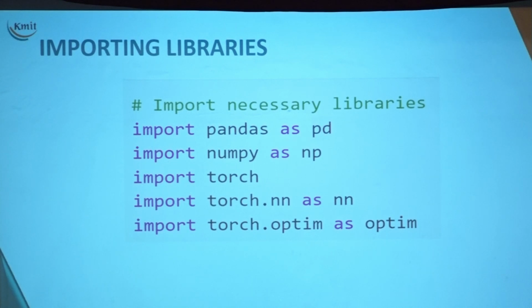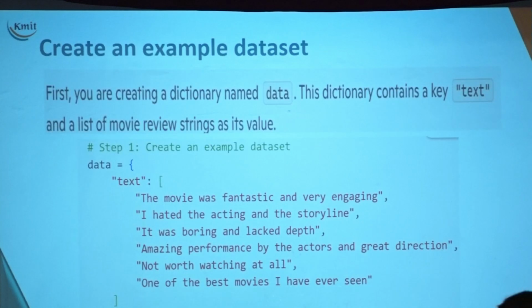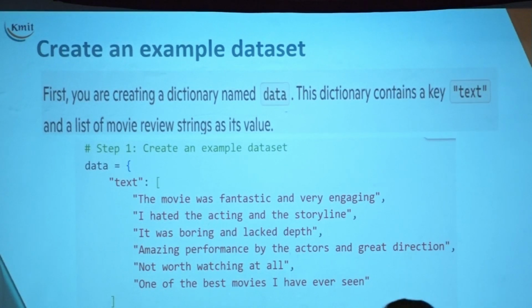Okay, so the first step remains the same, you are importing libraries. Now the second is to create your data. Here you can do a number of things. Either you can import your CSV files, or you can import your text file, or you can create your own data set. Here I am trying to build my own data set. So what am I doing over here? I am creating an example data set. For that I have to create a dictionary.